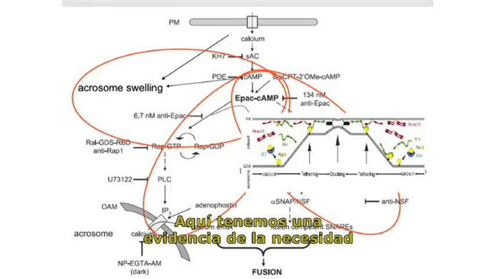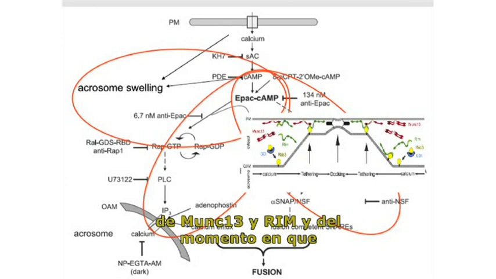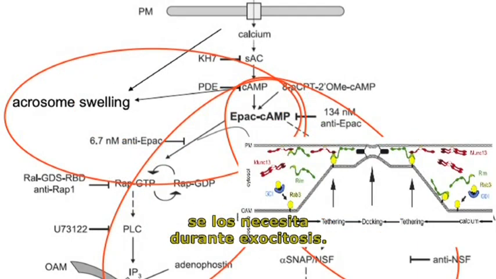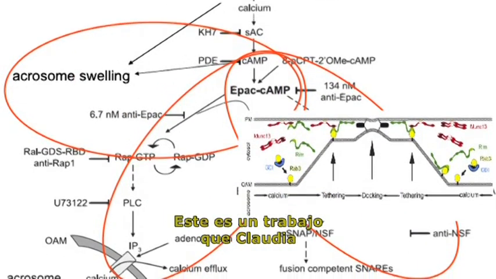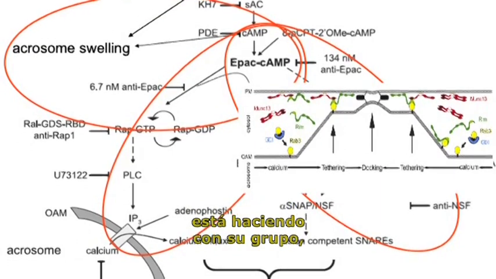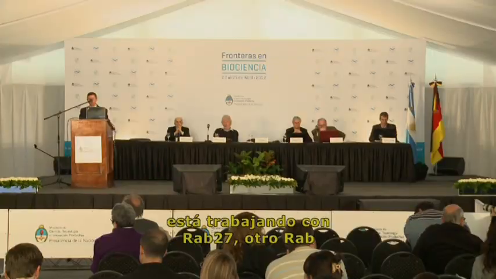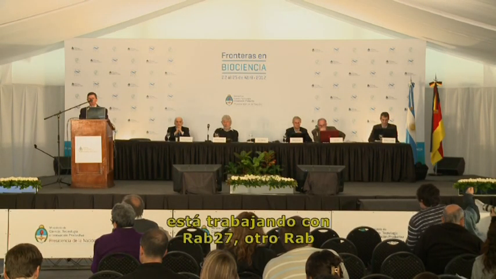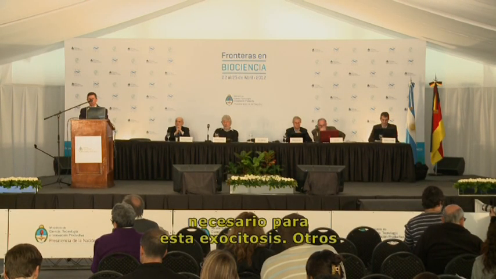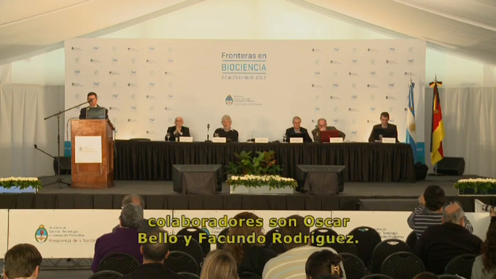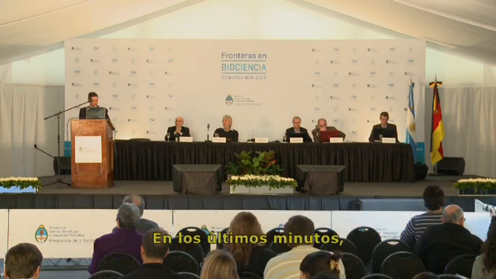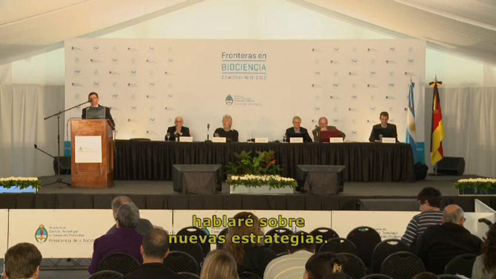This is recent evidence that Munc13 and RIM are required, and when they are required during exocytosis. And this is a work that Claudia Tommy is performing with her group, Matias Bustos, who is in the audience, and is working on RAB27, another RAB that is required for this exocytosis, Oscar Bello and Facundo Rodriguez. Now, in the last few minutes, I will talk about new strategies.